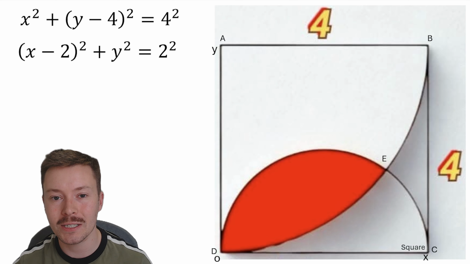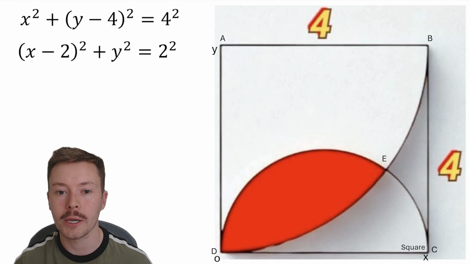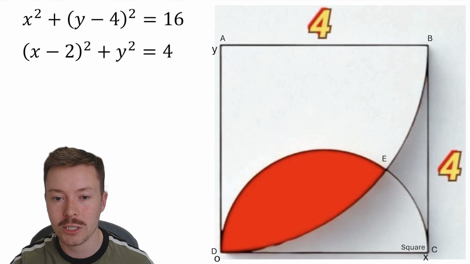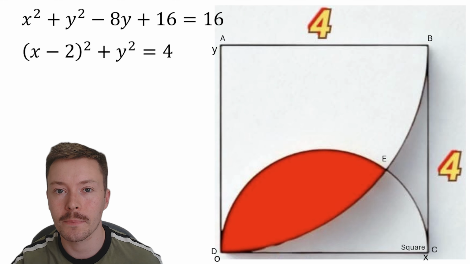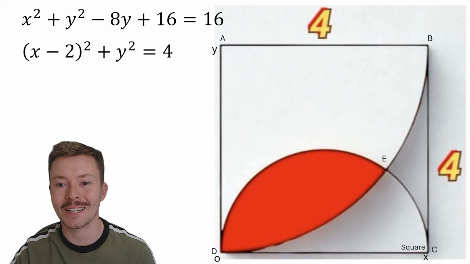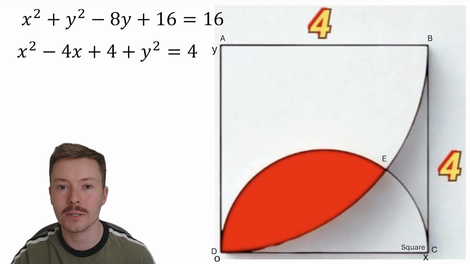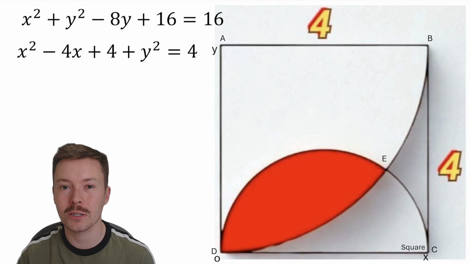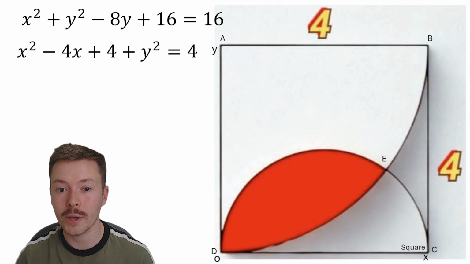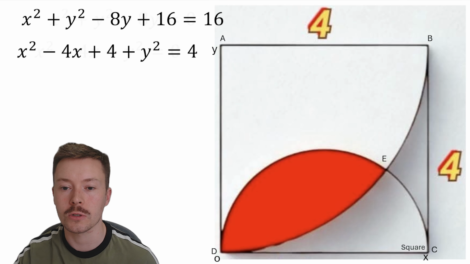Now the easiest thing initially is to expand those brackets and see if we can find some way through doing that to solve these simultaneous equations. So let's expand the top one. We're going to get x squared plus y squared minus 8y plus 16 equals 16. And on the bottom, x squared minus 4x plus 4 plus y squared equals 4. Now, as you can see, on both sides of the equals, on both of the equations, we've got the same constant term. So let's cancel those constant terms out.